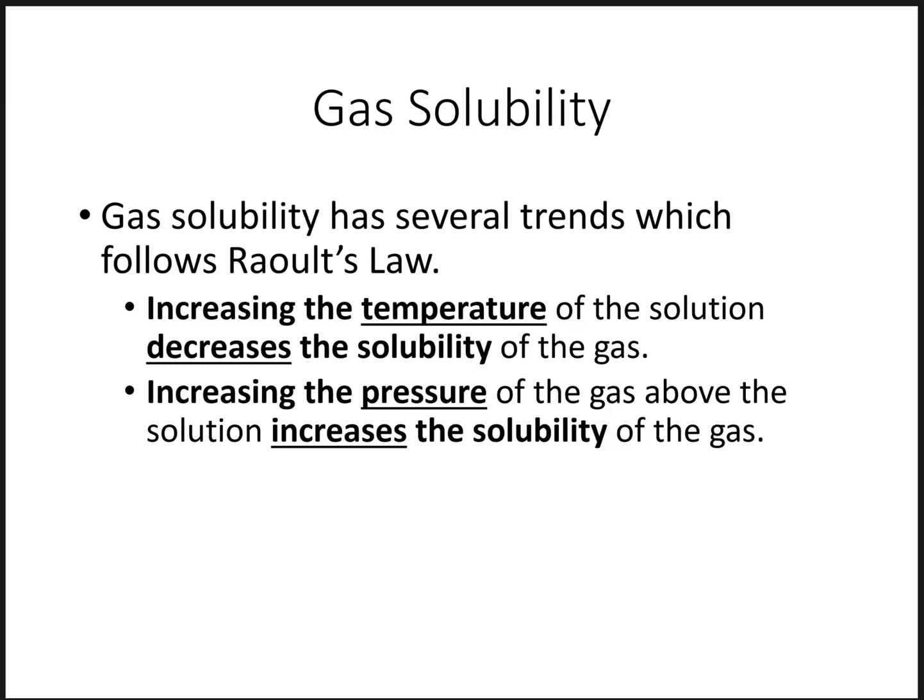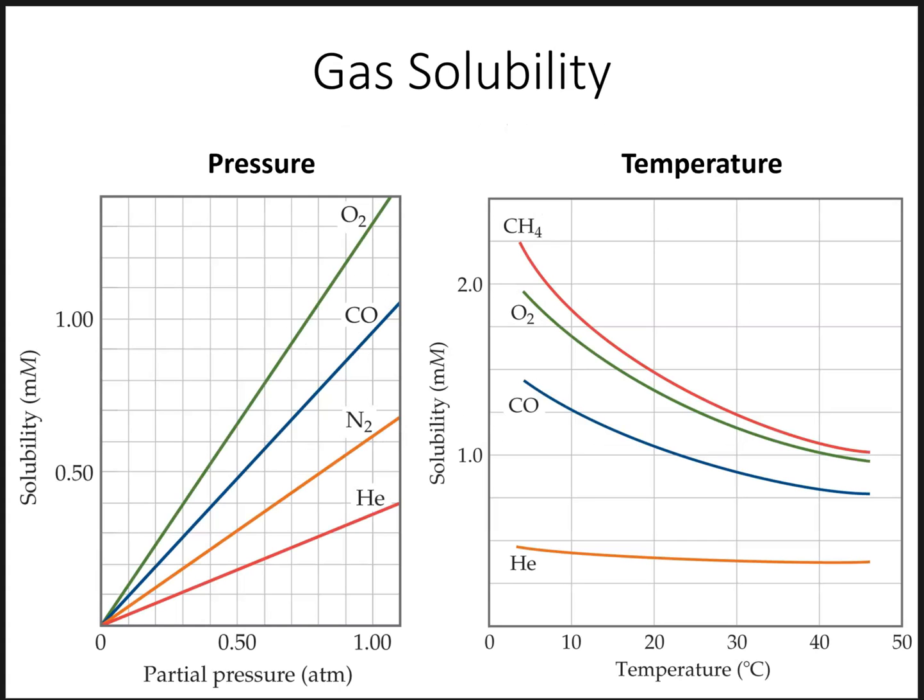Gas solubility is something you're probably familiar with every time you open a can of soda. Gas follows something known as Raoult's law. Increasing the temperature of a solution with a gas in it decreases the solubility of the gas, while increasing the pressure of the gas above the solution increases its solubility. You can see that in the two plots here. In the plot on the left, the pressure on top of the solution on the x-axis increases with the solubility of the gas. On the right, we can see how increasing temperature decreases solubility.